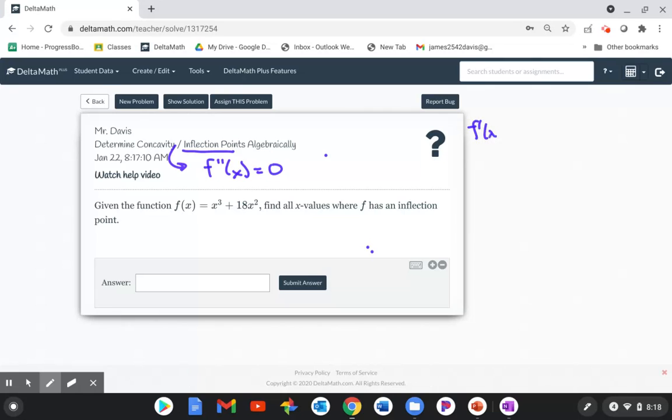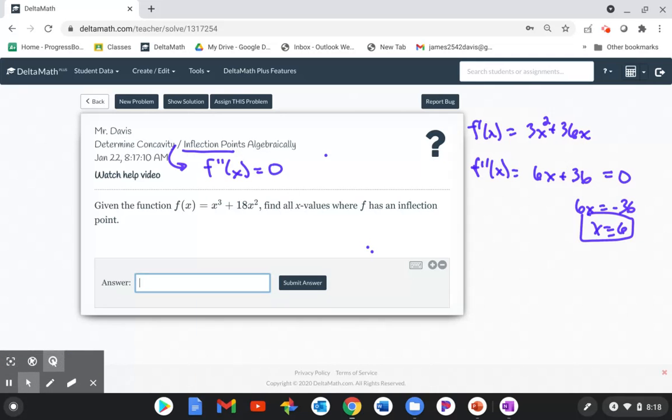f prime of x is 3x squared plus 36x. And then f double prime of x would just be 6x plus 36. So then we set that equal to 0. 6x is negative 36, so x is negative 6. So there's only one inflection point for this one. That's all that we're asked to find in this particular question. So negative 6.